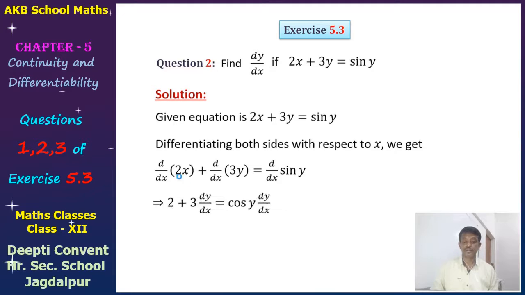So the left-hand side is 2 plus 3 dy/dx, and on the right, cos y times dy/dx. So here dy/dx is in two places, so collect it by transferring. Now transfer 3 dy/dx to the right-hand side, then taking dy/dx common, dy/dx (cos y minus 3) equals 2. Now (cos y minus 3) goes to the denominator, so dy/dx equals 2 over (cos y minus 3).